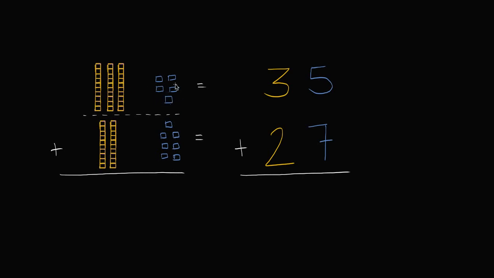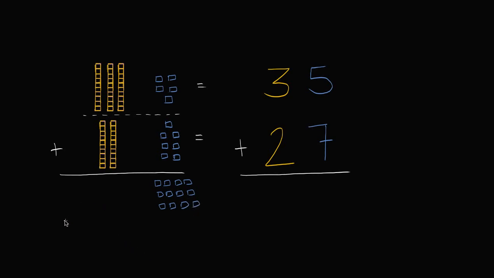So I have 5 ones here. I have 7 ones here. So if I add 5 ones to 7 ones, how many ones am I going to get? I'm going to get 12 ones. I'm going to get 1, 2, 3, 4, 5, 6, 7, 8, 9, 10, 11, and 12.